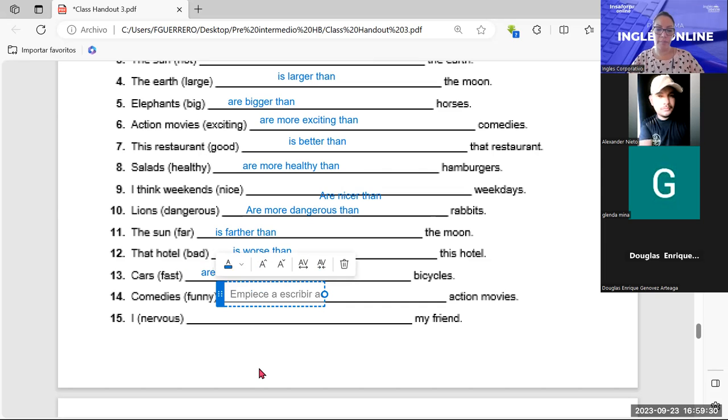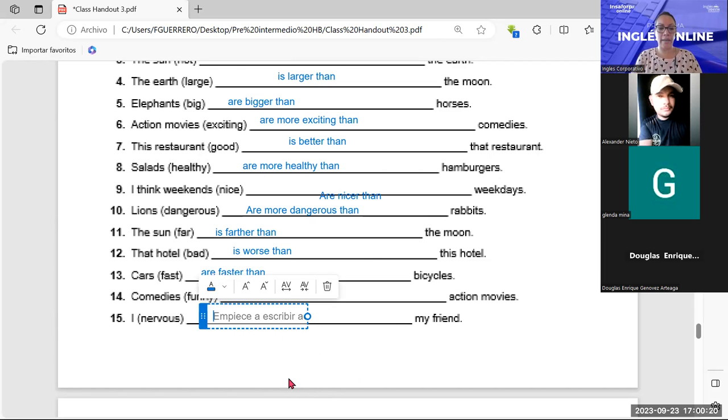Comedies. Ajá, pero mejor are more funny than action movies. Are more funny than action movies. Con los que son de dos sílabas todavía pueden aplicar la otra regla, ¿verdad? De la de ER. Entonces nos quedaría funnier than. Pero solo con los de dos. Pueden hacer eso o ponerlo así como lo habíamos hecho al principio. Y con los de tres sílabas, ahí sí no. Ahí todos tienen que ir con el more, el adjective tal cual es, y luego el than.